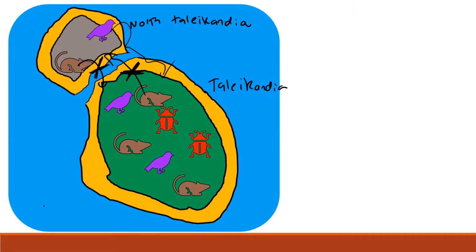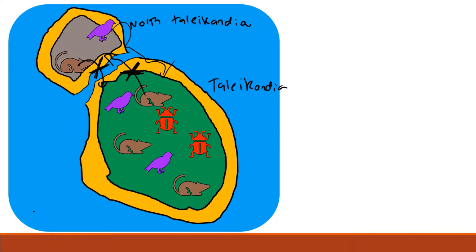So what's going to happen now? Now we've got these two sections of the island. We've got North Telecandia and South Telecandia. What's going to happen to the animals in these different regions? Well, this is where we enter our idea of speciation. All of the rats are the same species, all of the birds are the same species, all of the insects are the same species. But now they've been separated.